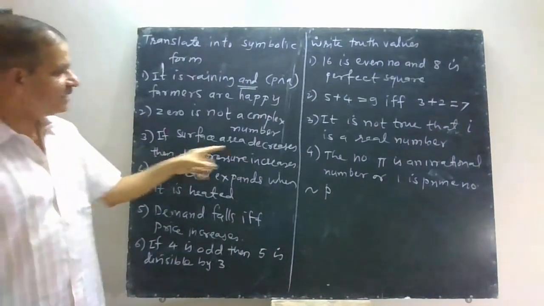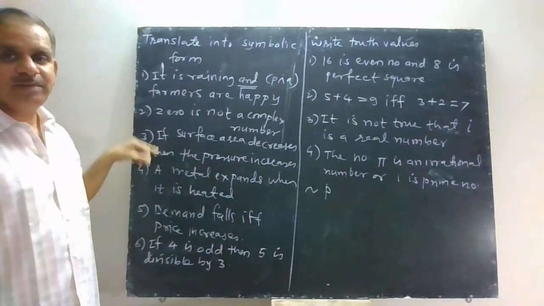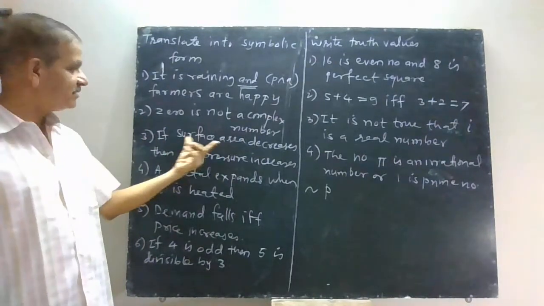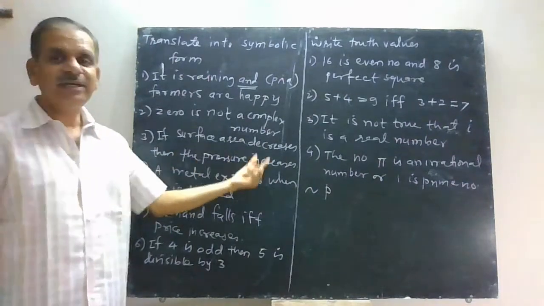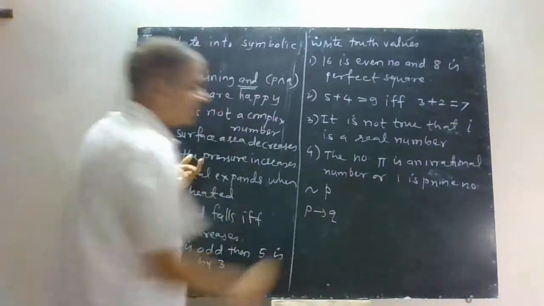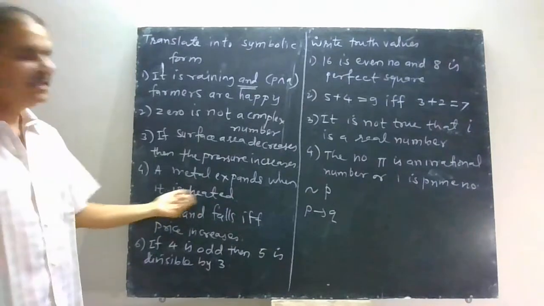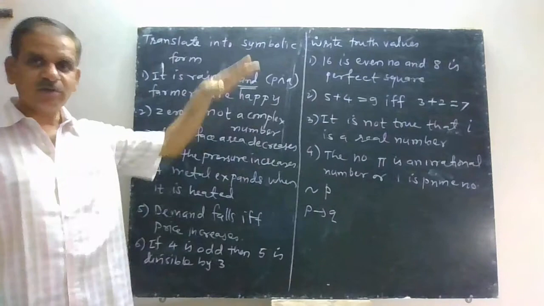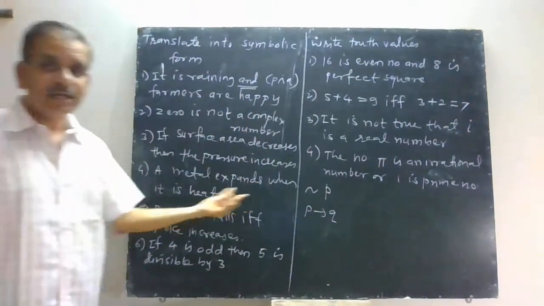Now third one, if surface area decreases, then the pressure increases. Now it is a statement of the type if then, that means it is of the type implication. So this is your P, surface area decreases, and pressure increases, that is your Q. So your symbolic form for this one is P implies Q. Now fourth one, a metal expands when it is heated. Now observe this one. The word when is used, that is the connective, it is not of the type and, or, if then, if and only if. No, you have to rearrange the statement.